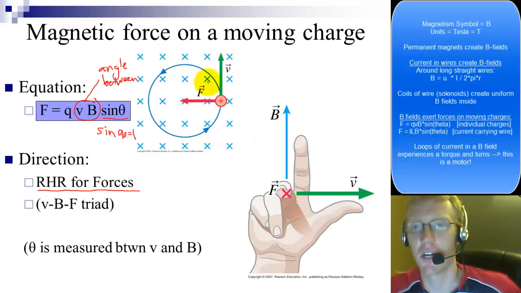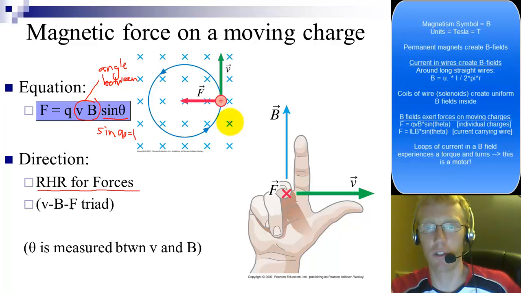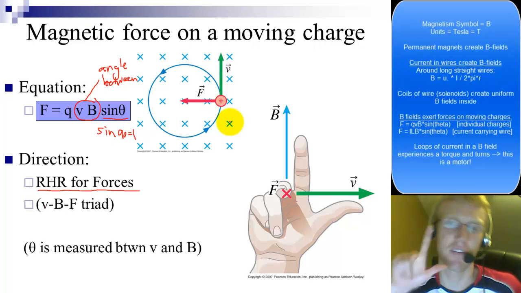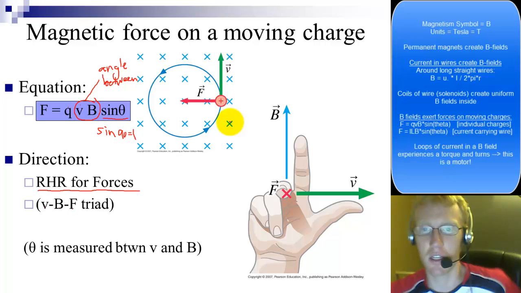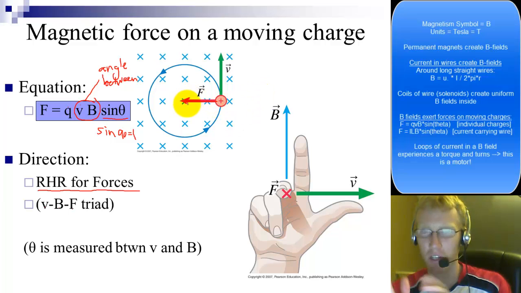If you look at this one here, at this particular position, if the velocity is up and the magnetic field is into the page, if you use your right-hand rule triad, velocity up, magnetic field into the page, force is to the right, which for me is to the right. Again, you'll have to do it yourself on your screen. It might be backwards from what you see on my hand.